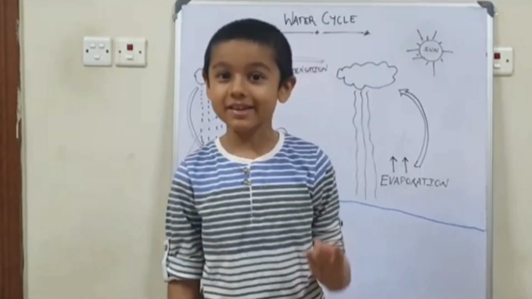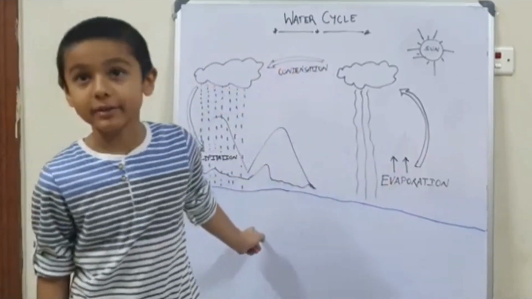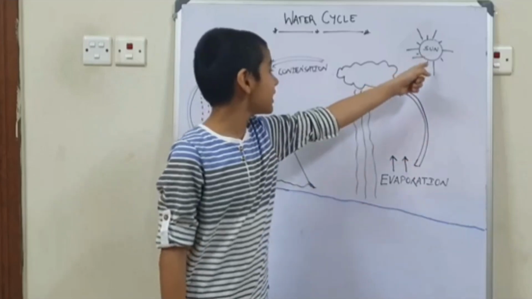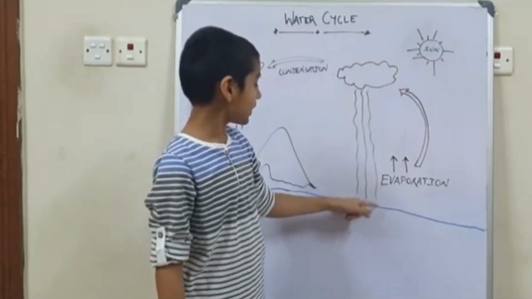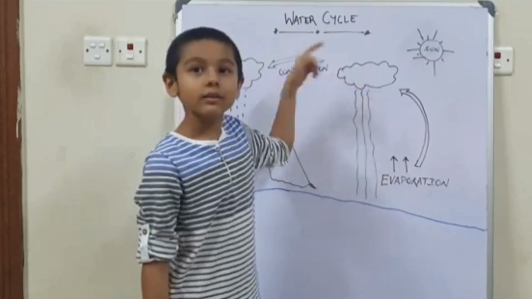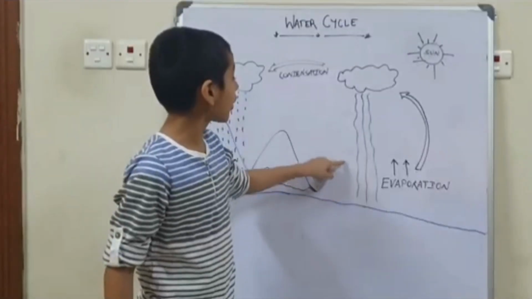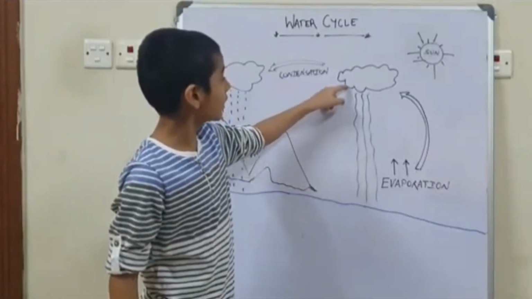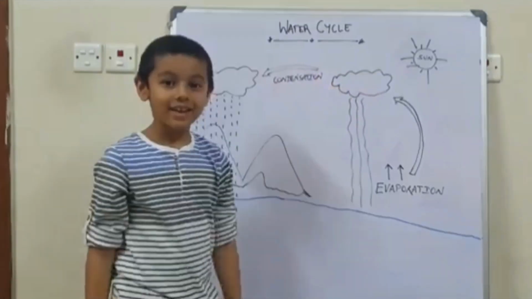The water cycle has three stages: evaporation, condensation and precipitation. The sun's heat touches the water surface, which is then changed into water vapor and collected in the clouds. This process is known as evaporation. The process by which water vapor changes into water on cooling down is known as condensation.